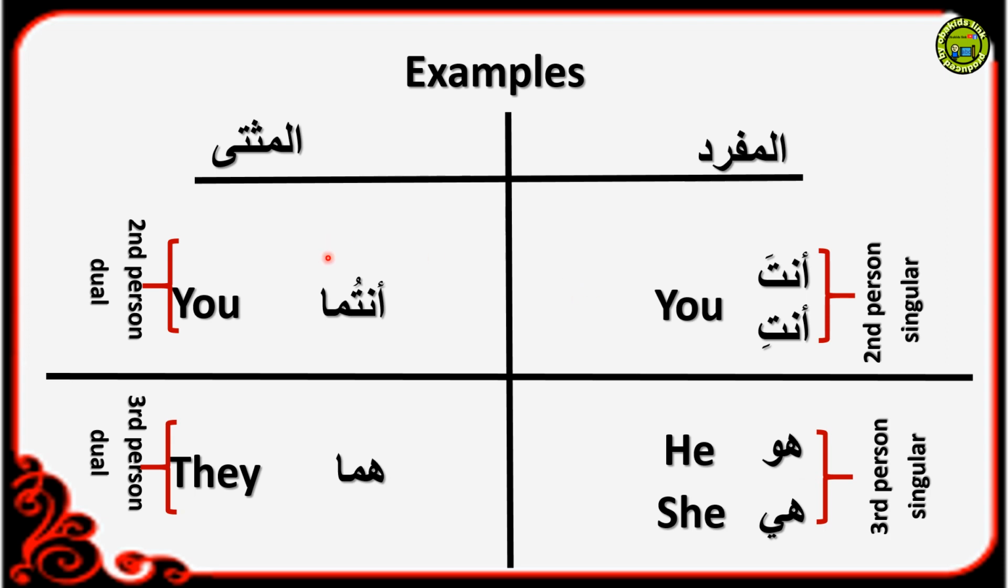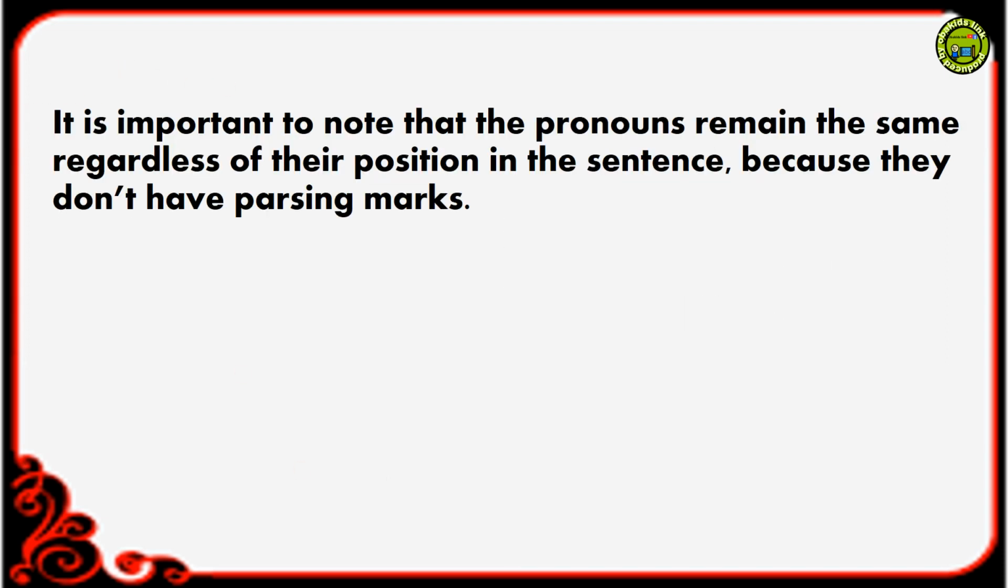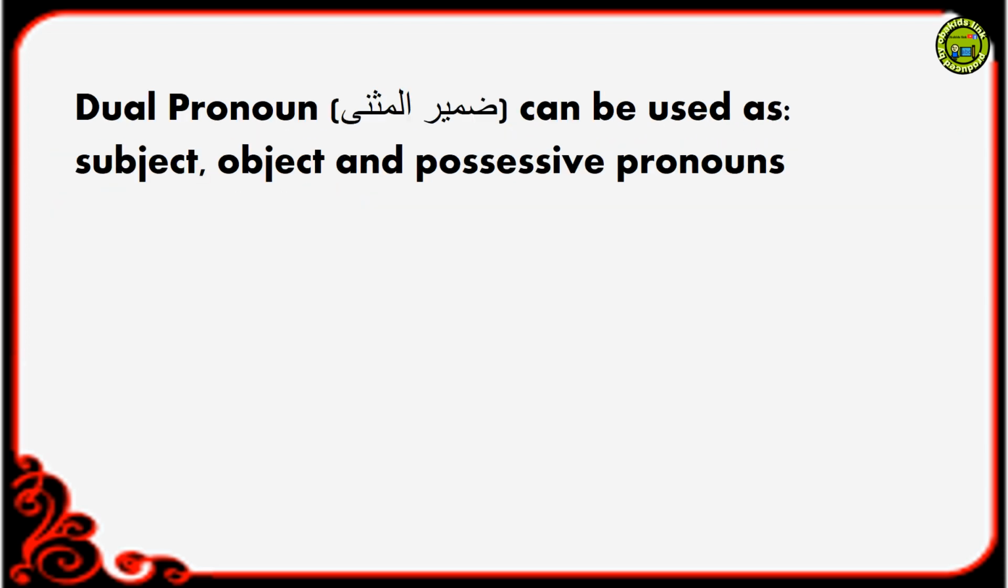Antuma means you, for second person dual. Huma means they, for third person dual. So the dual pronouns here are antuma and huma. It is important to note that the pronouns remain the same regardless of their position in the sentence, because they don't have parsing marks. Dual pronoun ضمير المثنى can be used as subject, object, and possessive pronouns.